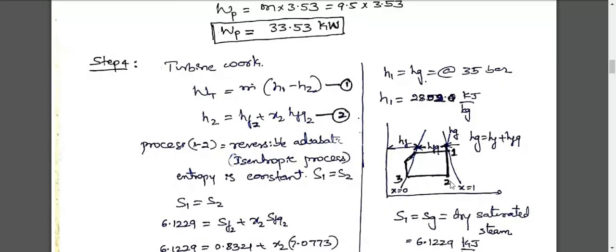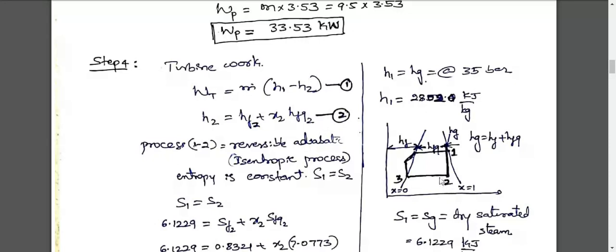Now to calculate H2, dear students, look at this point. Point number 2 is neither on the liquid line nor on the vapor line. It is not x equal to 0 or x equal to 1. So the value of x at point number 2 is between 0 and 1. So we don't know the value of x2, and at the same time we don't know the value of H2, the enthalpy at point number 2.